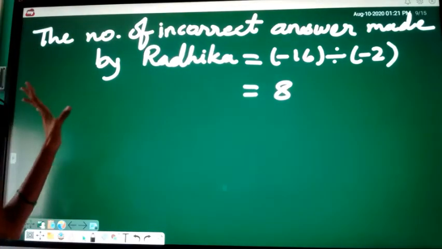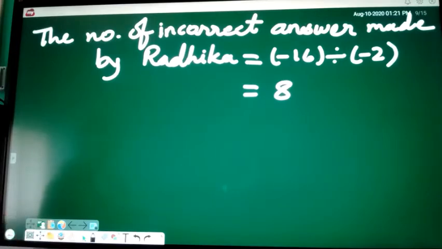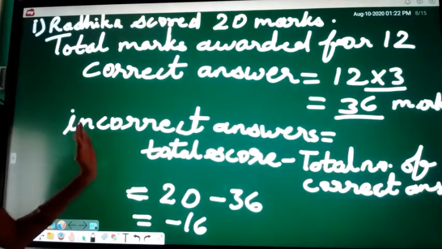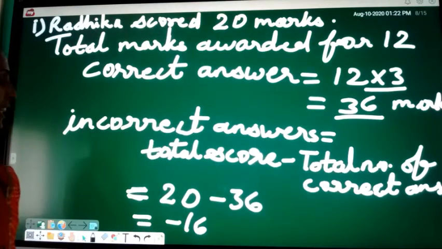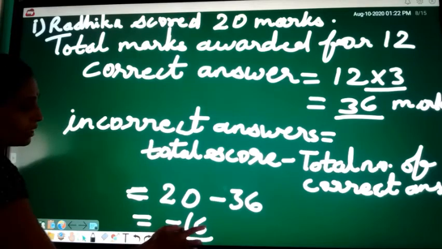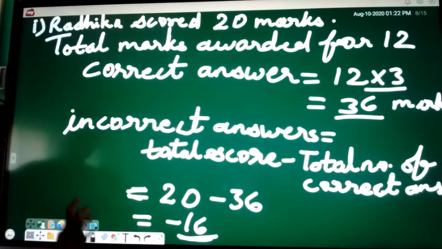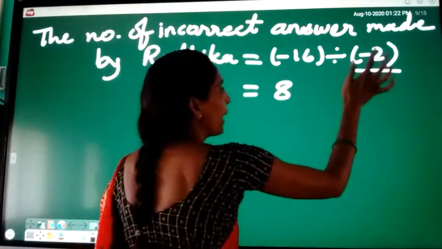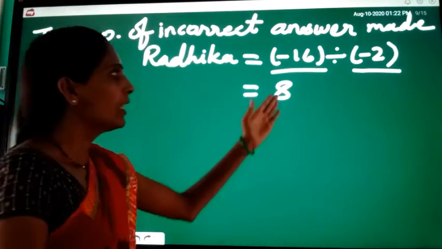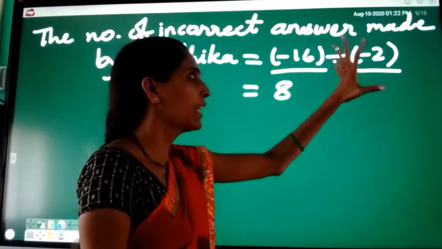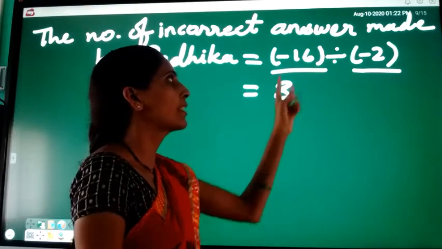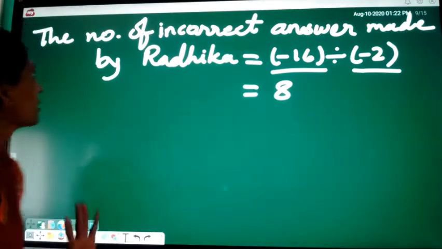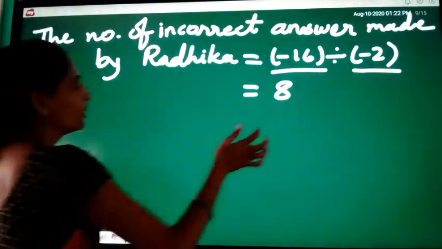Okay, made by Radhika. How to find the number of incorrect answers? Before this we found the marks for incorrect answers, which is minus 16. Now we have to find the total number of incorrect answers, so we'll divide minus 16 by minus 2. Minus 2 into 8 is 16. Both integers are negative integers, so the answer will be a positive integer. So the total number of incorrect answers will be 8.